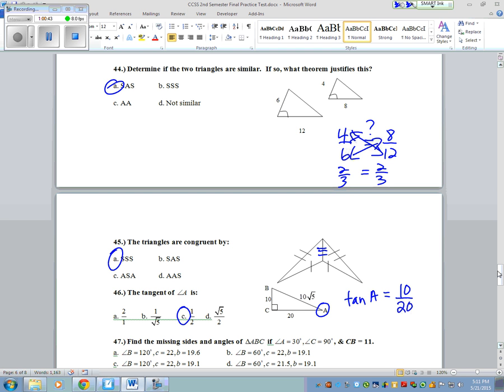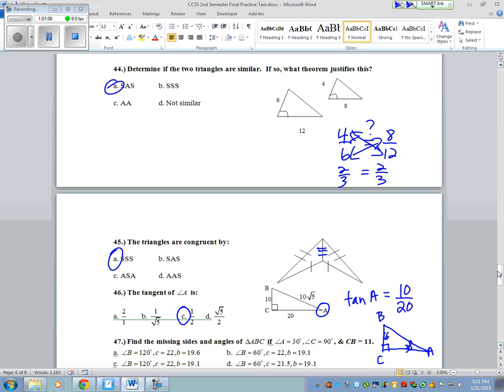All right, 47. Find the missing sides and angles of triangle ABC, if angle A is 30 and angle C is 90. Okay, so we have the 30, 60. So this is 30 over here. Let's call that angle A. Angle C is 90, so we'll call that C. And then B up here would have to be a 60, right?